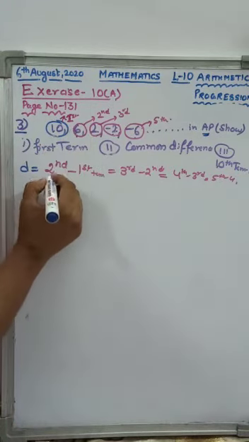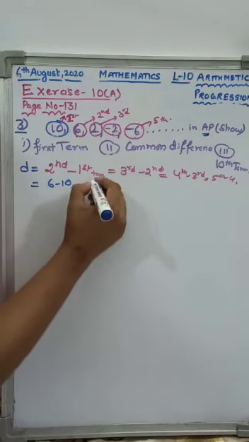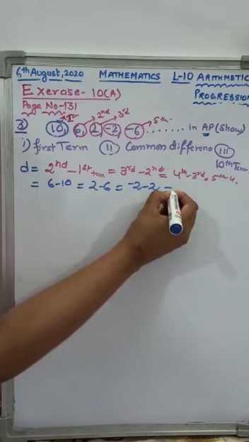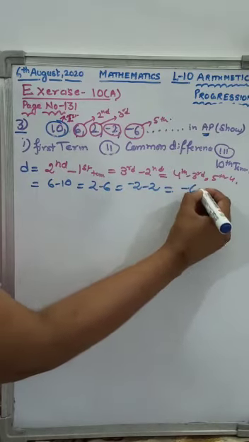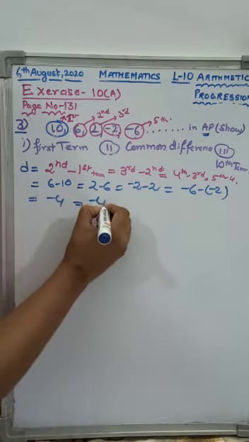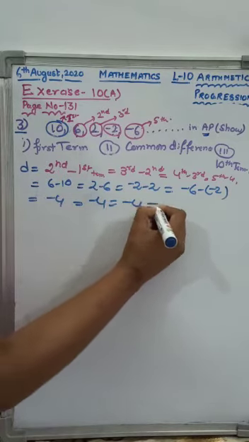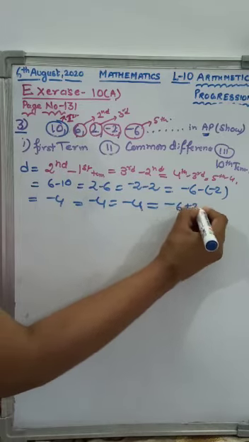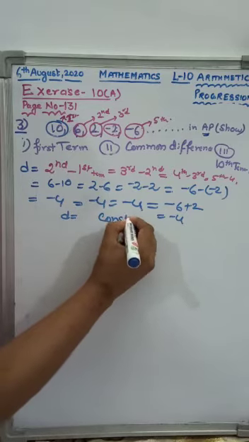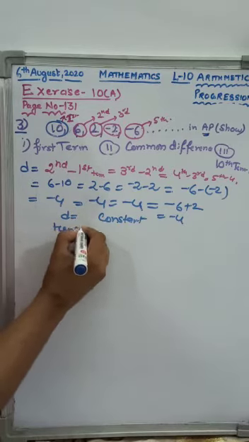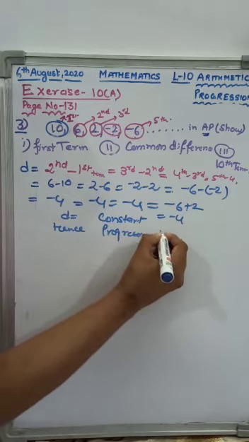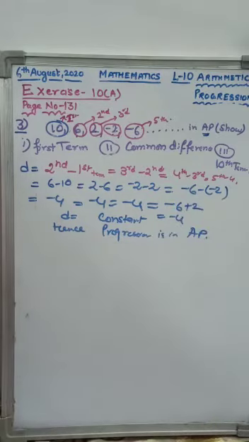So now let's put the values. That is 6 minus 10, 2 minus 6, minus 2 minus 2. Then it will be minus 6 minus minus 2. So this is coming out to be minus 4. This is also minus 4. This is also minus 4. This will be minus 6 plus 2, which is minus 4. So it is constant. D is constant. So hence the progression is in AP. First part we have proved.